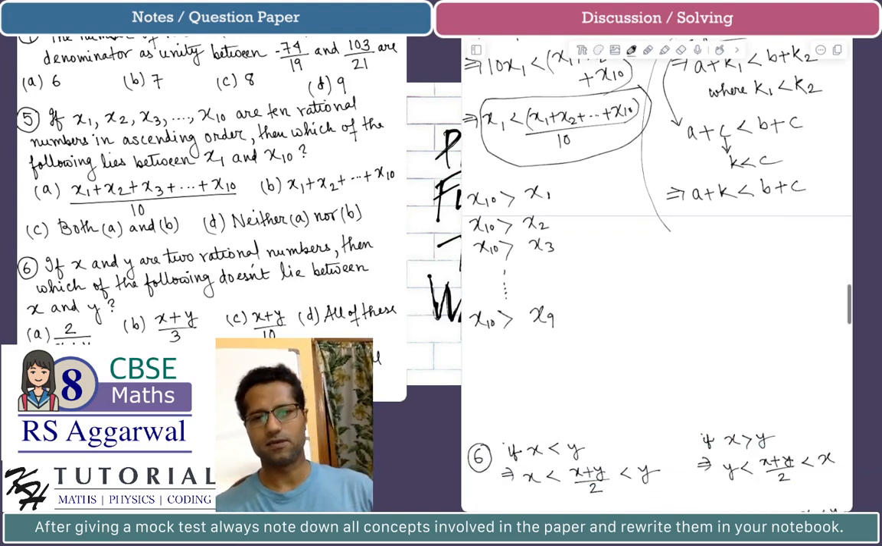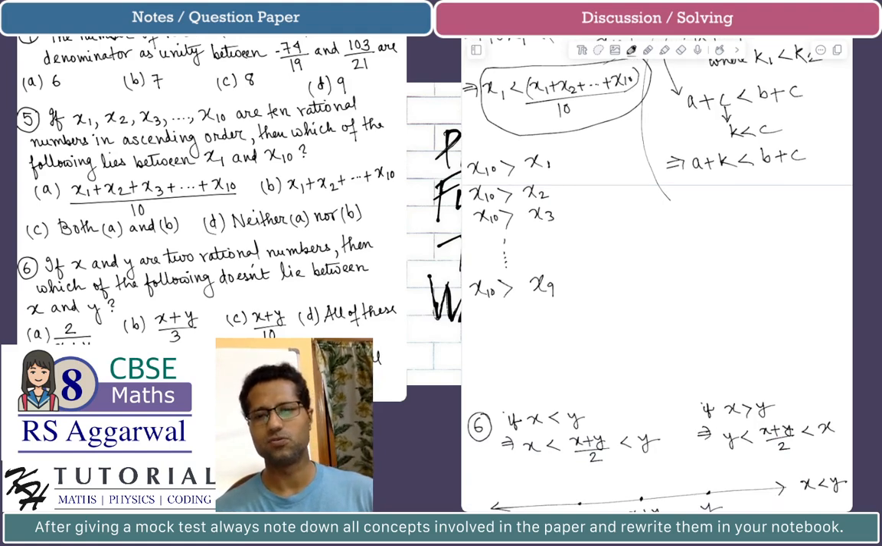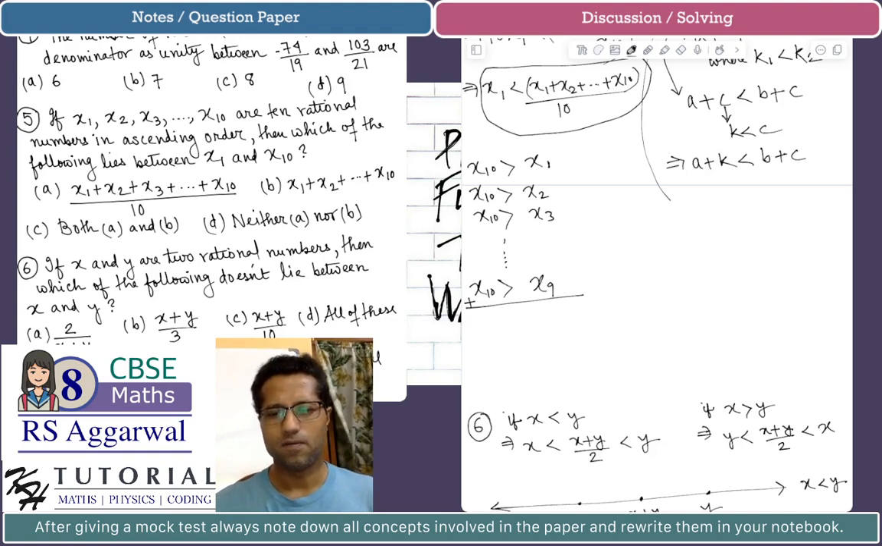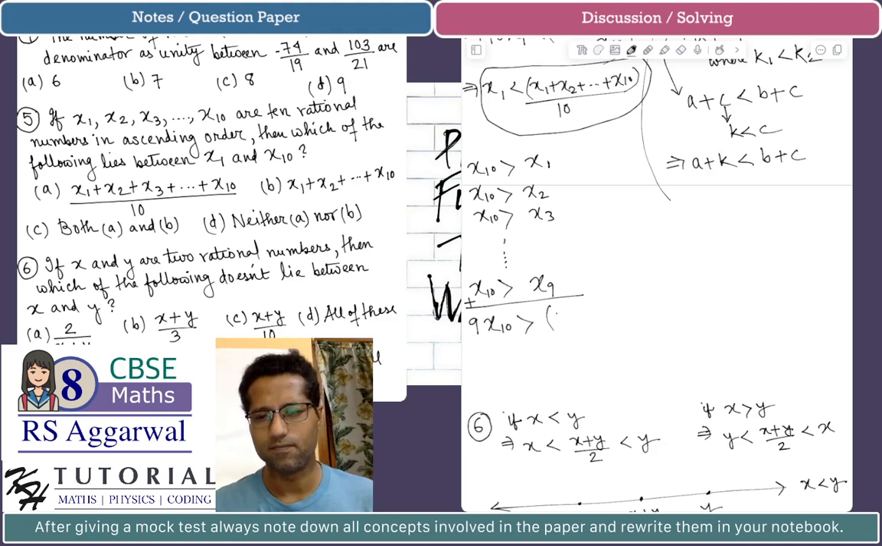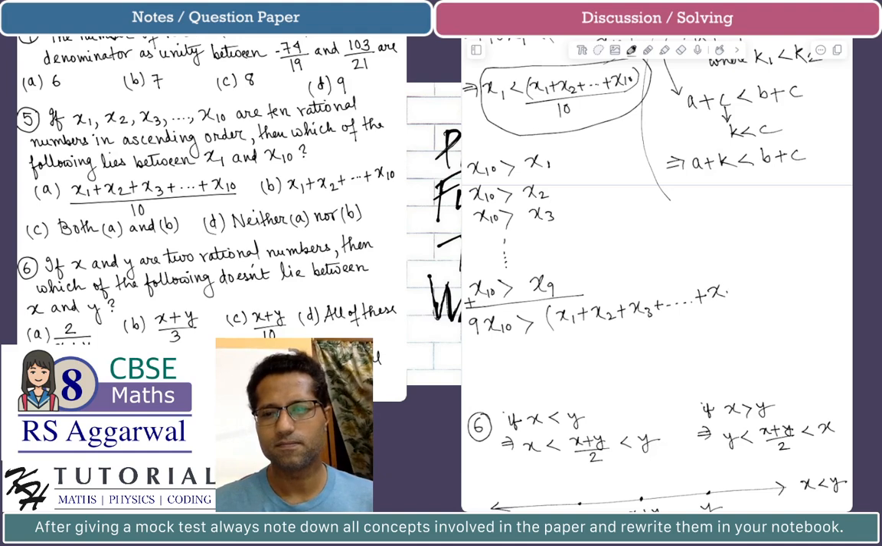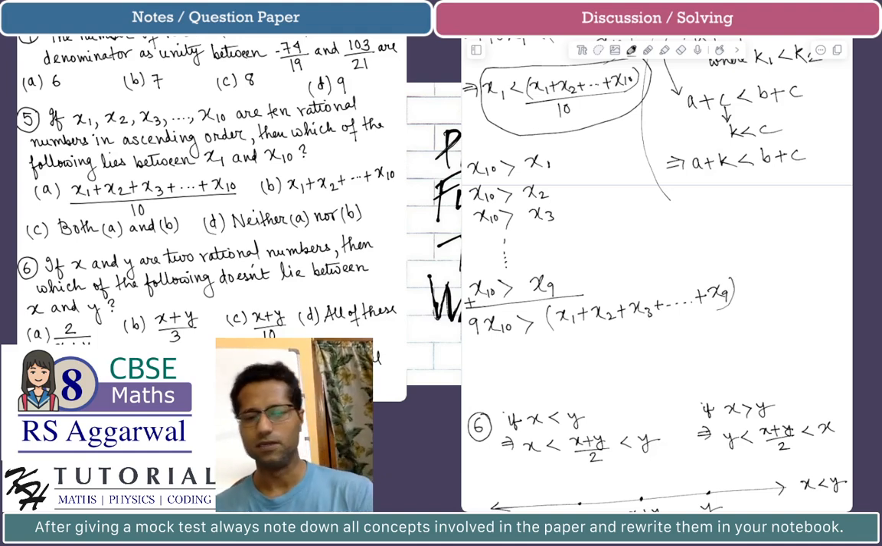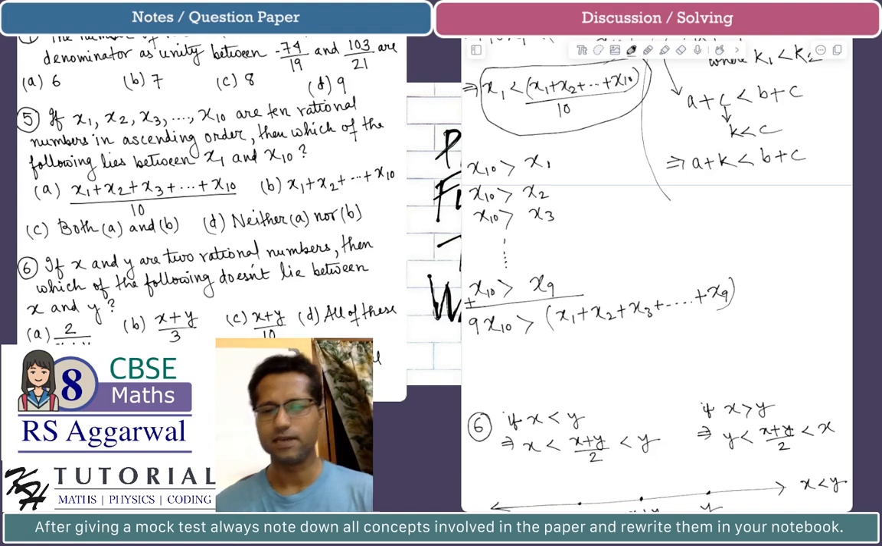So definitely I can say x10 is greater than x1, x10 is greater than x2, x10 is greater than x3, up to x10 is greater than x9. Now if I add all these 9 inequalities, what do I get? On the left hand side there will be 9 times x10, greater than, and on the right hand side I will add up all x1 plus x2 plus x3 plus up to x9. The similar thing we are getting, but now the inequality has changed, and on the right hand side I am not having x10.